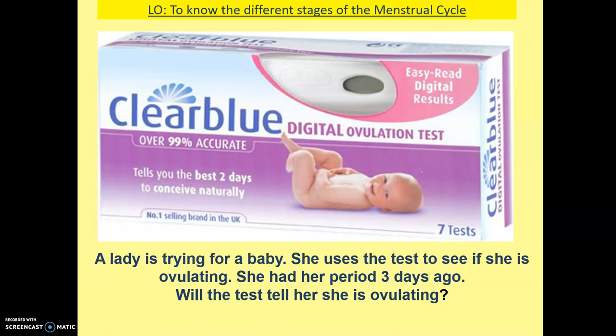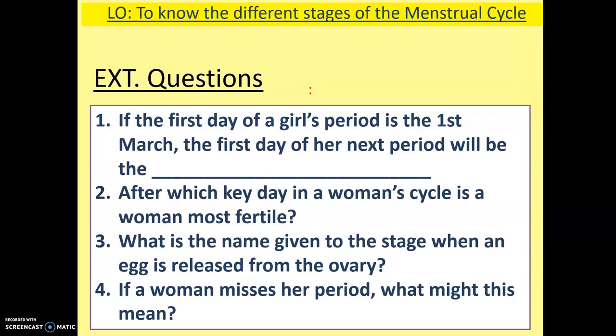All right, let's continue. Now, let's have a look at this, okay? This extension question, okay? If the first day of a girl's period is the 1st of March, the first day of her next period will be the what? What do you guys think? Yes, it should be the 28th of March, okay? Does that make sense? Good, okay?